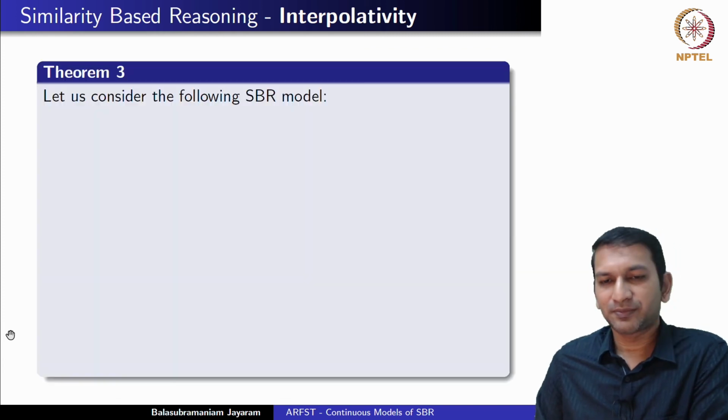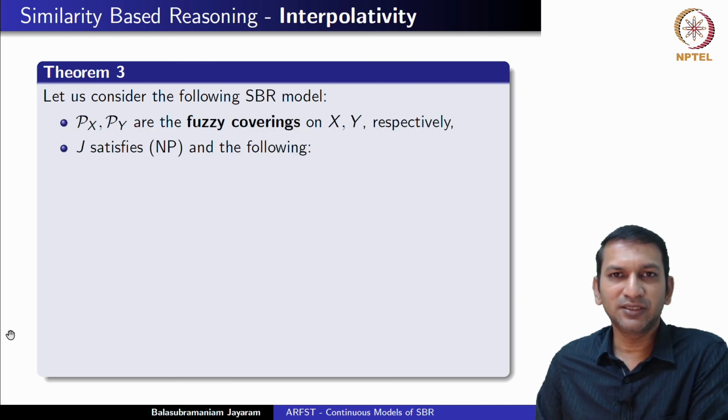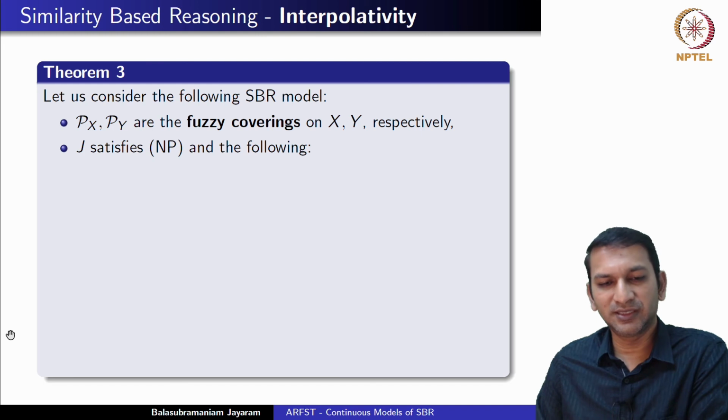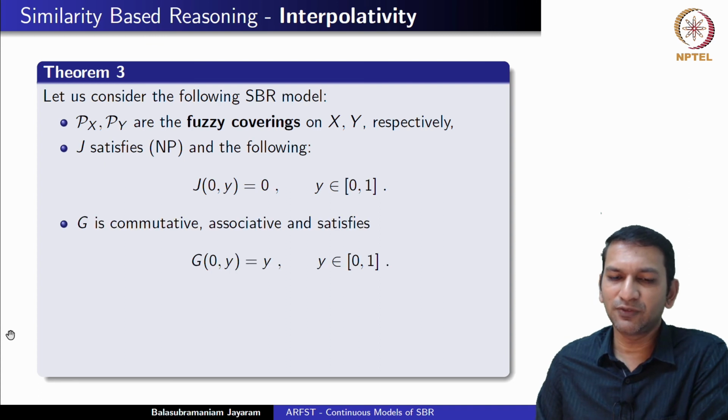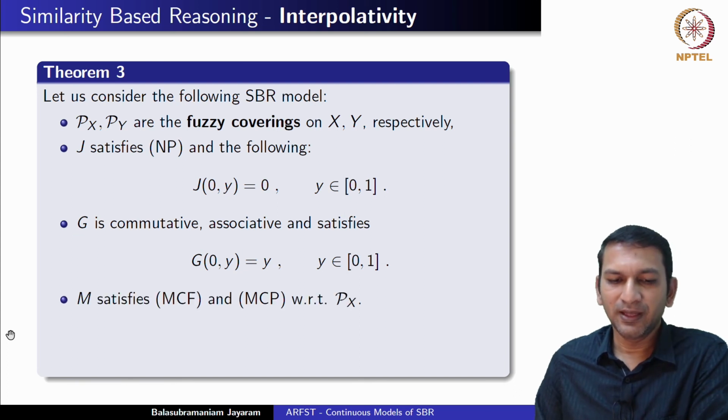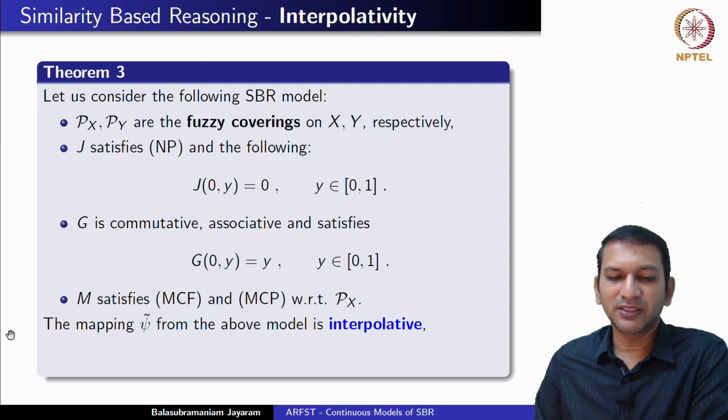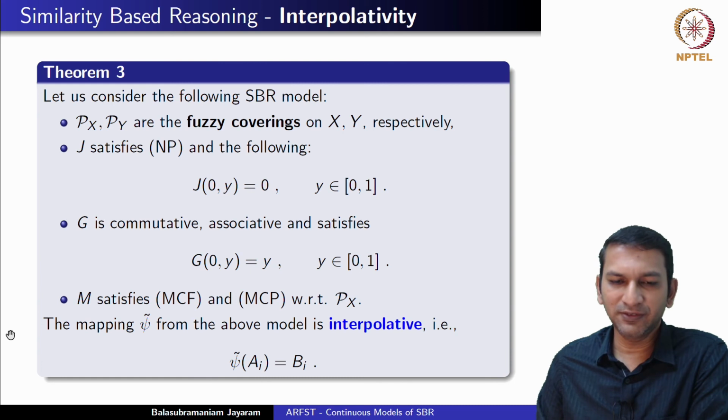We also had a couple of other results. One other sufficiency condition ensuring interpolativity is this: with Px and Py as fuzzy coverings on X and Y, J satisfying NP and J of 0y being 0, G is commutative, associative, and now 0 is the neutral element of Y, and M still satisfies MCF and MCP. We can then show the corresponding psi tilde is in fact interpolative.